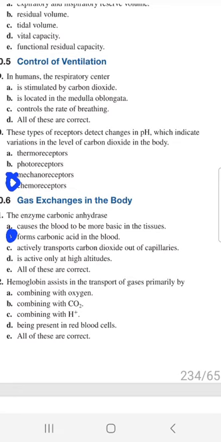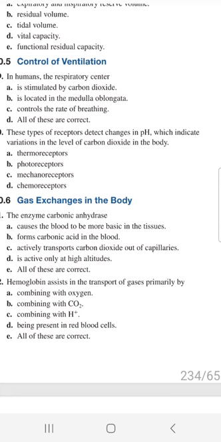Hemoglobin, question number 12. Hemoglobin assists in the transport of gases primarily by combining with oxygen to form oxyhemoglobin, combining with CO2 to form carbaminohemoglobin, combining with H+ to form hemoglobinic acid, and being present in red blood cells. All of these are correct. It does do all of that.